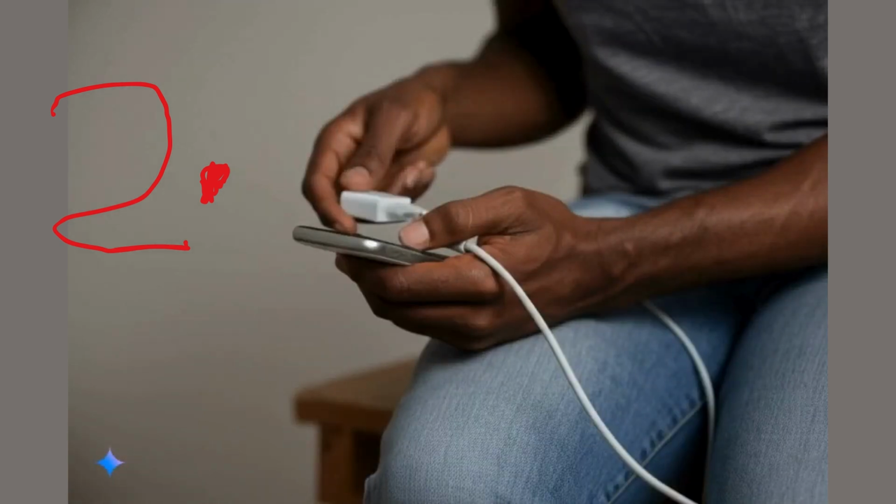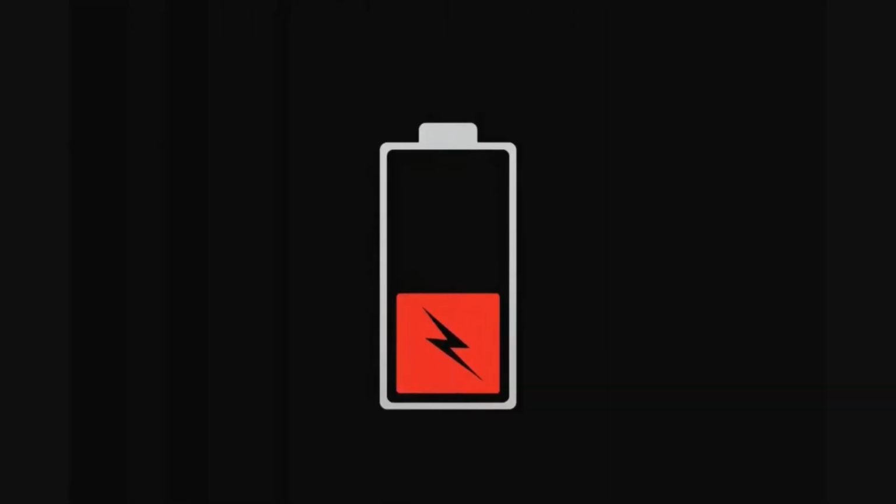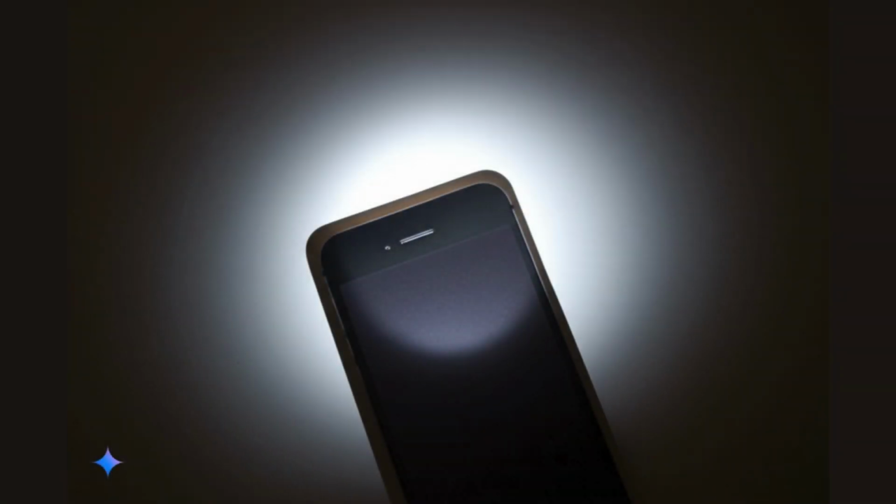If not, keep watching. Next, plug in your phone and let it charge for at least 10 minutes. If your phone was completely drained, it might take a while to turn on. Also, try shining a flashlight on your screen. If you see a faint image, your display backlight may be damaged.